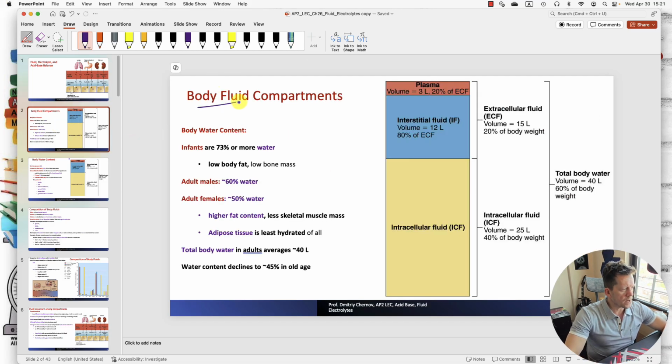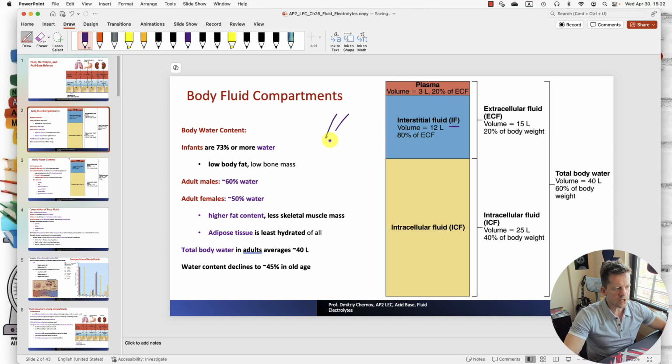So, fluid compartments. We need to know that water moves from one compartment into another compartment, and there's a proper ratio that your body must maintain. So there's intravascular space, there's interstitial space, and there's intracellular space. So we can look at the different types of abbreviations.